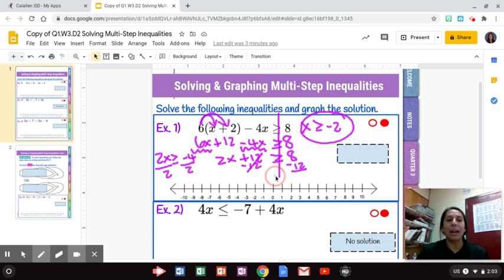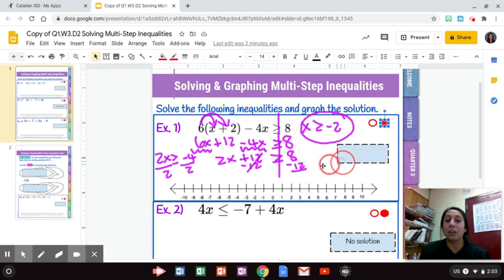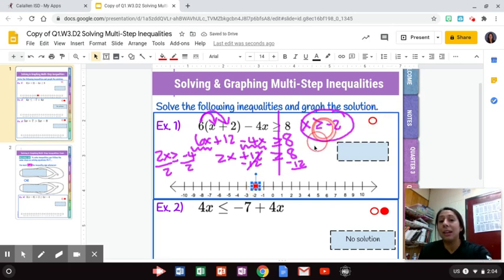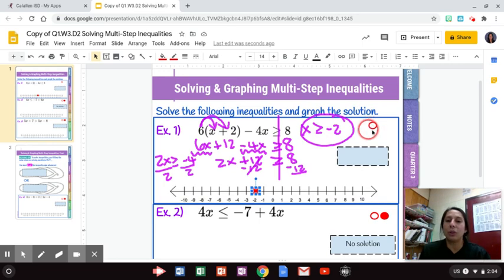Now we're going to go over how to put your solution in your graph. So when it has equal to, that means it's a solid line, or solid dot, because it can be equal to negative 2. So we're going to put the solid circle on negative 2. If it was greater than, which means if it didn't have the equal to, we would just use the open circle.